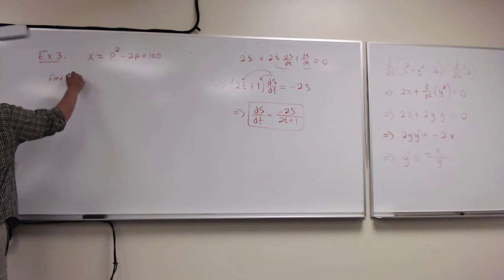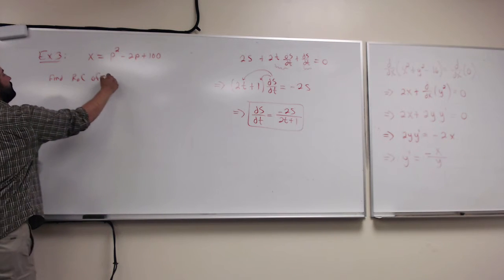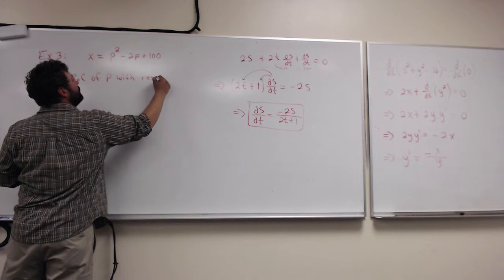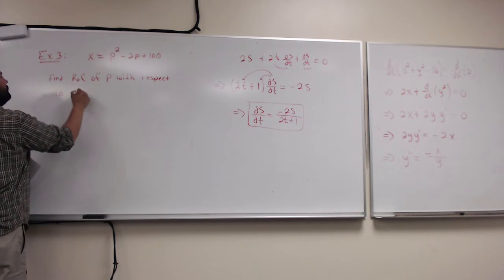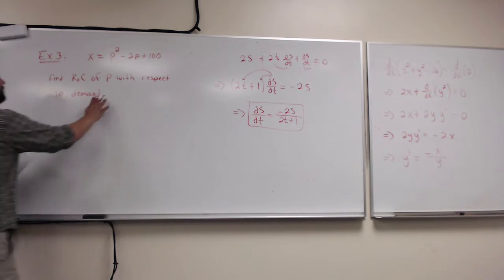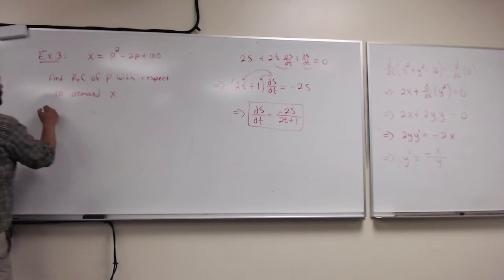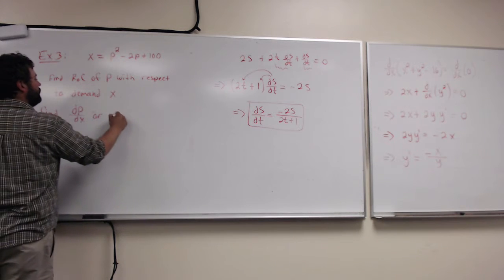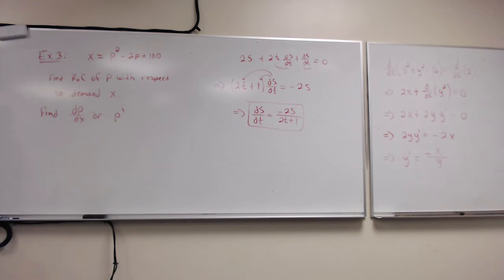So find the rate of change of price with respect to demand. Okay. Well, let's write x. Really all that's saying is find dp dx, or if you like, p prime. This time I'll do the prime notation. It looks a lot better than the Leibniz notation.